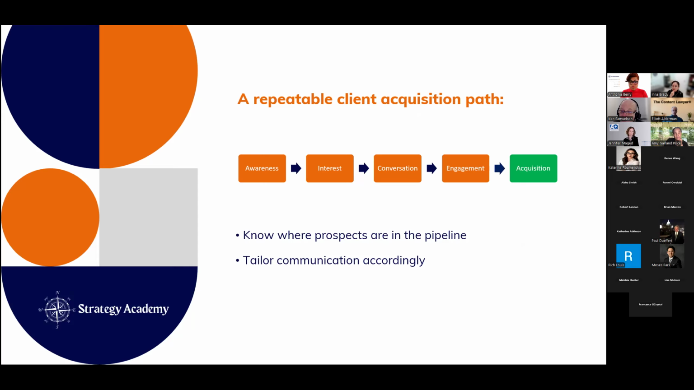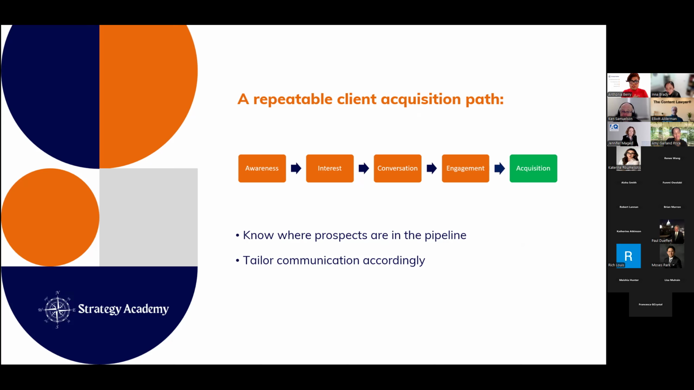What I want to note here is that I recommend that whatever targets you have, you make a record somewhere that you go back to, at whatever cadence you want, to know where they are in your pipeline. Where are they in your path?